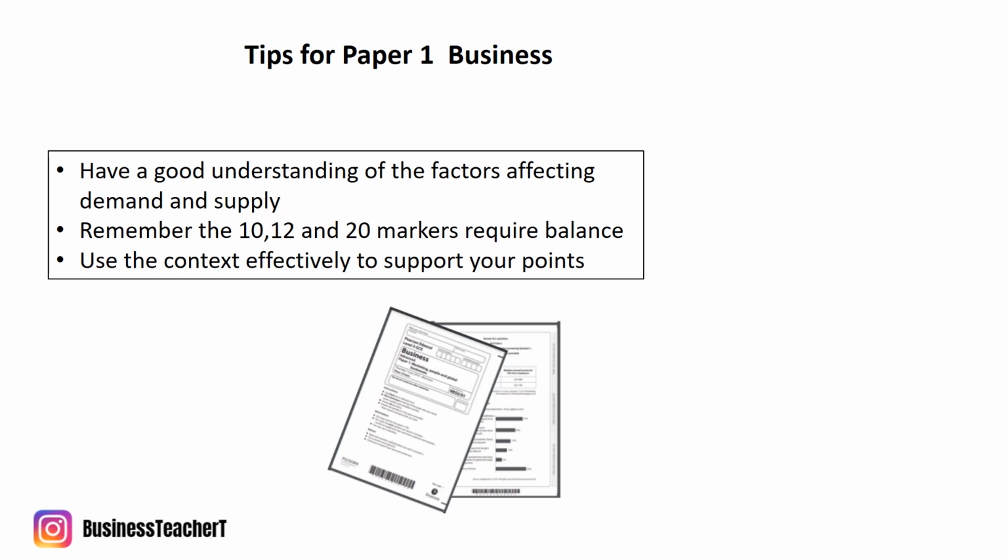Tip number 1. Ensure you're confident about the factors affecting demand and the factors affecting supply. This will enable you to know correctly which curve will shift. Always label the axes of the graph, the curves themselves, and the equilibrium points if you're asked to draw a diagram. Remember, the 10, 12 and 20 markers require balance. This means that you'll be required to evaluate. Do look out for future videos on how to answer each A-Level Business EDEXCEL question on the Teach T channel.